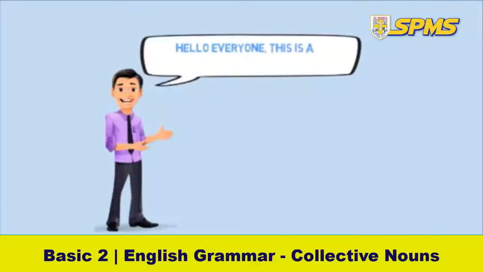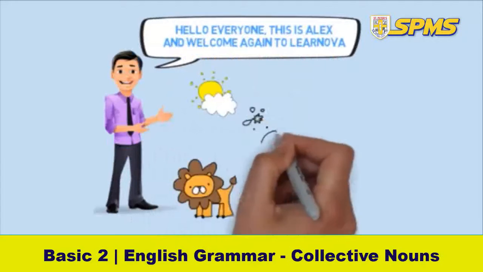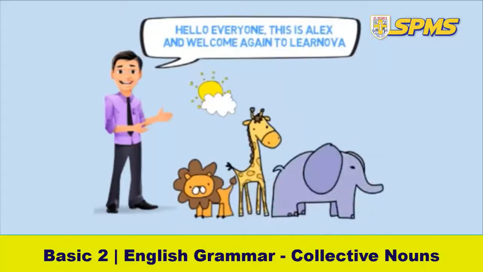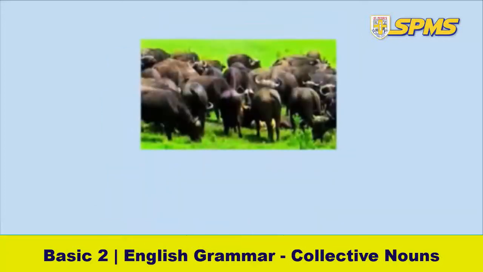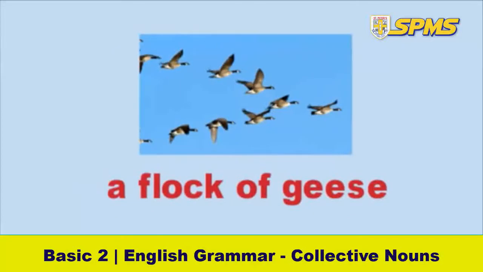Hello everyone, this is Alex and welcome again to Learn Nova. Well, I'm going to do a little story today. It's a hot summer day. Lino the lion, Jira the giraffe, and Elfo the elephant wanted to go and meet their friend, Froggy the frog. They wanted to go for a nice swim in the pond with Froggy. On their way to the pond, they heard a noise. They saw a herd of buffaloes grazing on grass. They looked above and saw a flock of geese flying in a V shape.